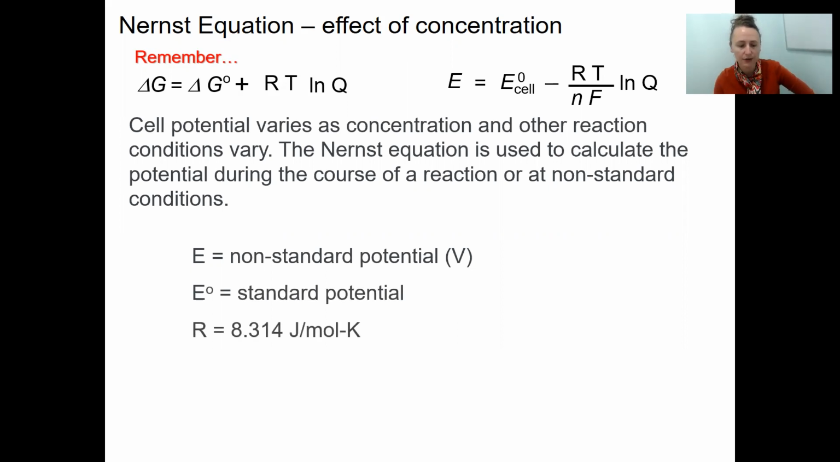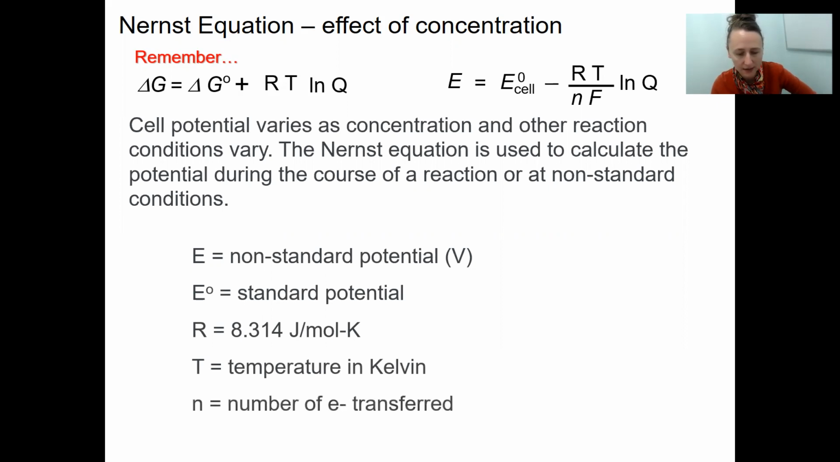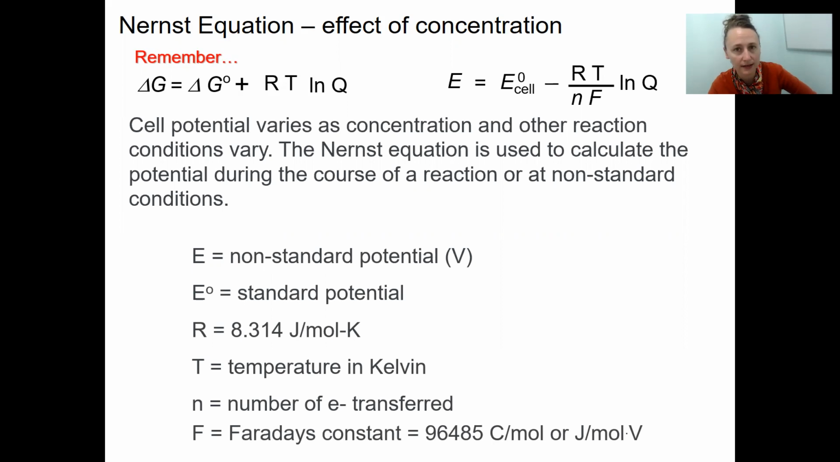R is 8.314 joules per mole Kelvin. And temperature is still in Kelvin, represented by a capital T. N is the number of electrons transferred in the balanced chemical equation. And F is Faraday's constant, 96,485 coulombs per mole, or joules per mole volt.